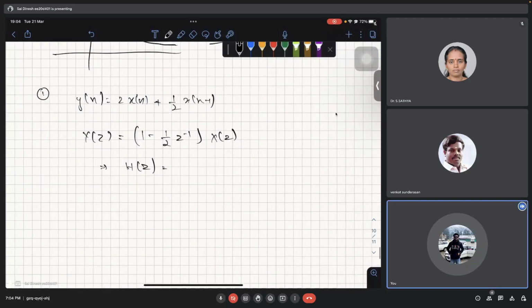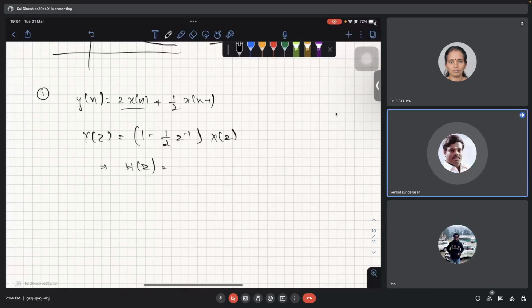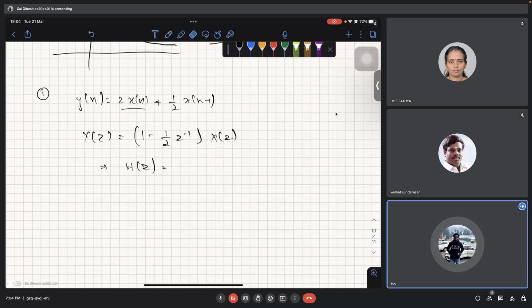Sorry, one second, I think this is 2x of n, right? Yes, exactly. Oh, I think I've written it wrong, I've copied it wrong, one second.